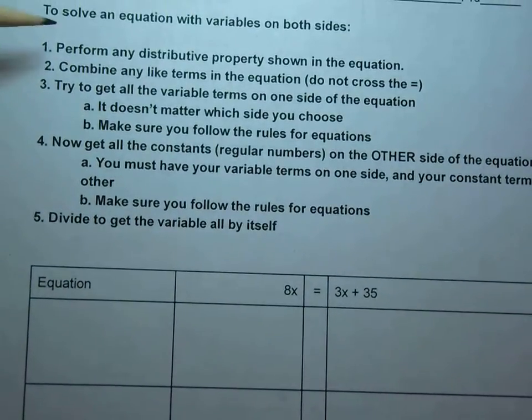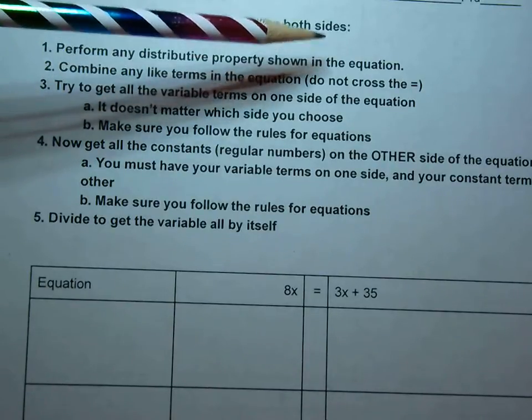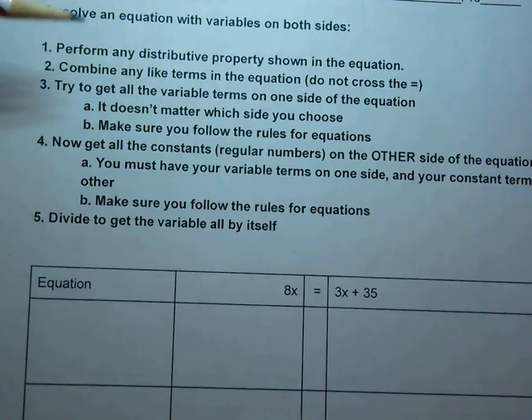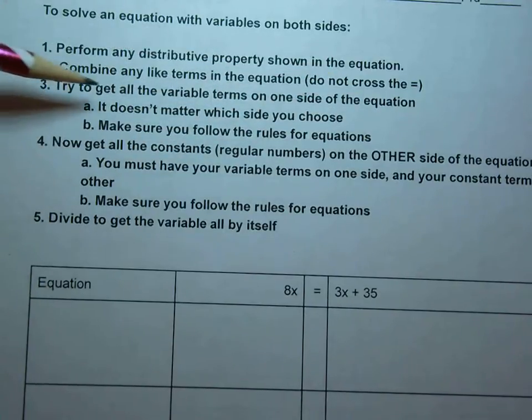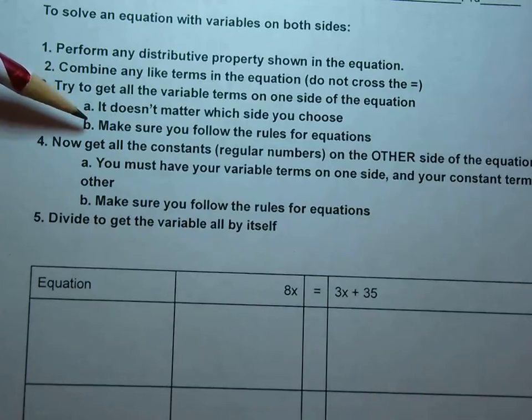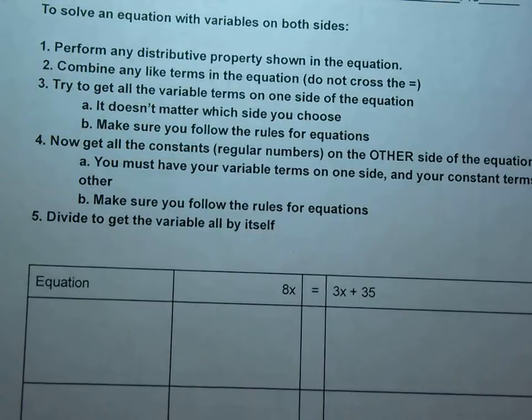The first one says perform all or any distributive property shown in the equation. We're going to combine our like terms, but we don't cross the equal sign. We're going to try to get all the variables on one side of the equation. It doesn't really matter which side you choose, and you got to make sure you follow the rules for equations. Then we're going to get all the constants, those regular numbers like plus 4, minus 1, to the other side of the equation.